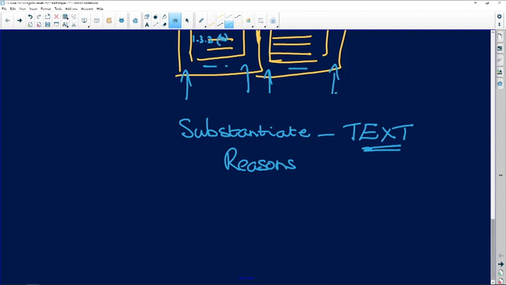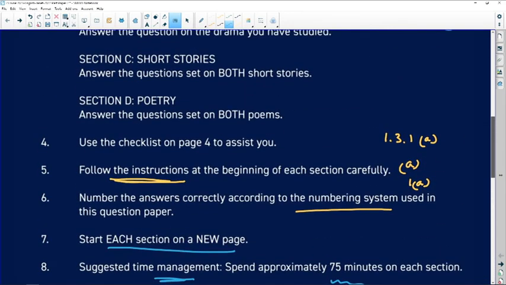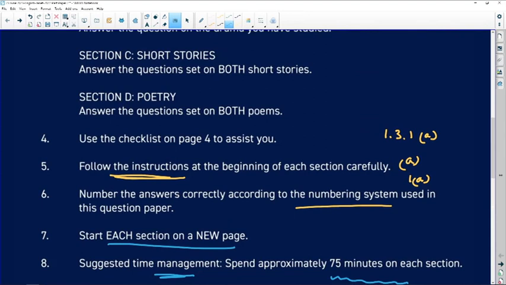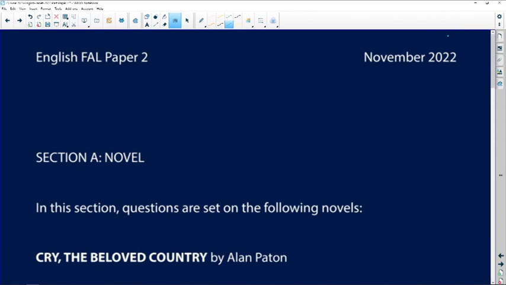So I've talked about the importance of numbering and reading all the instructions. Let's look at the first question.